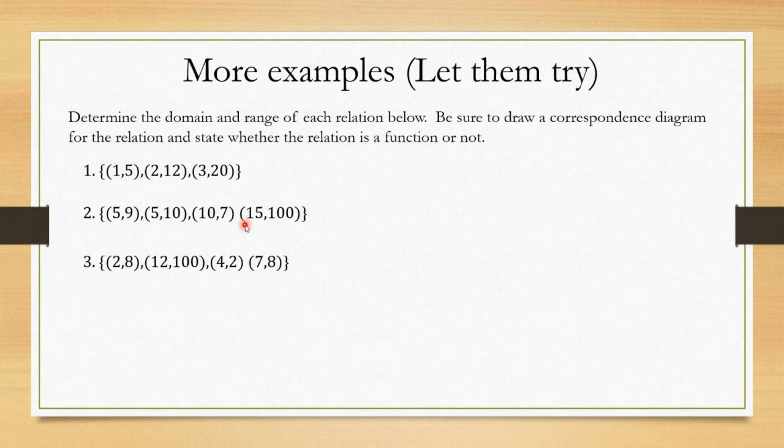So for the first example, even without drawing a correspondence diagram, even really without doing anything, you should be able to tell that this is a function. Because all the ordered pairs here, as you can see, have different x coordinates. Here you have 1, here you have 2, and here you have 3. So that's how you know it's a function.